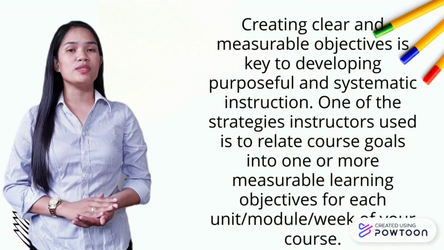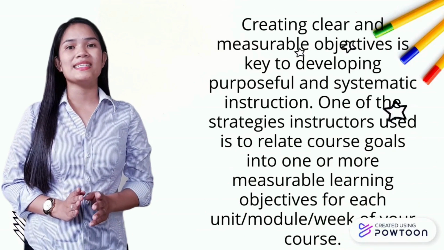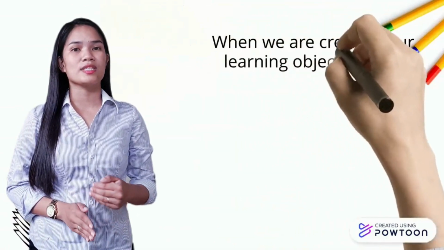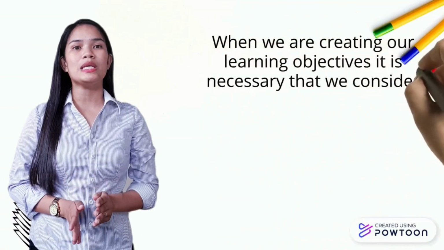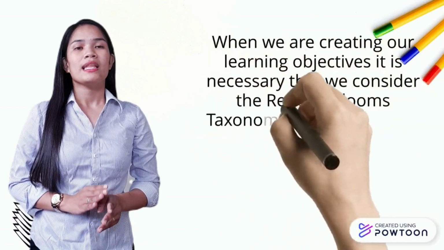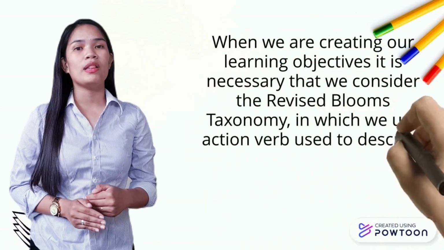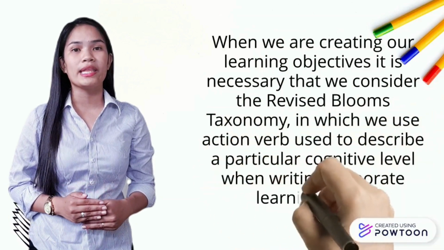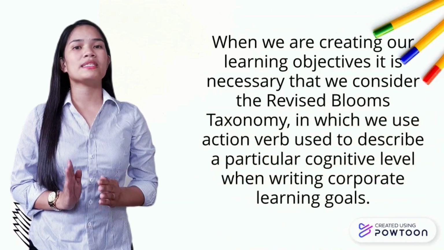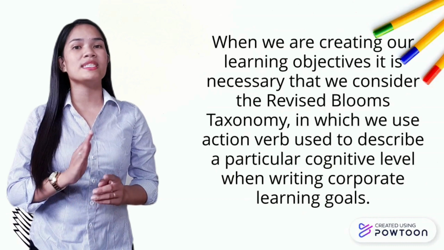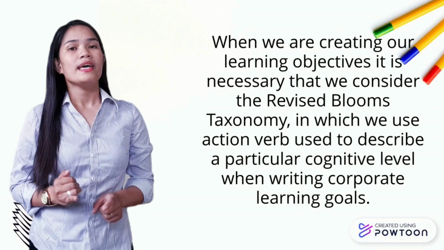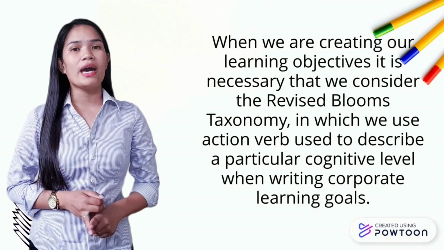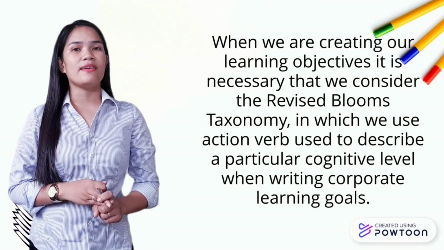When we are creating our learning objectives, it is necessary that we consider the revised Bloom's taxonomy, in which we use action verbs to describe a particular cognitive level when we are writing learning goals. Some examples of such verbs include: first, the knowledge. The related verbs used are recognize, identify, match, list, and define.